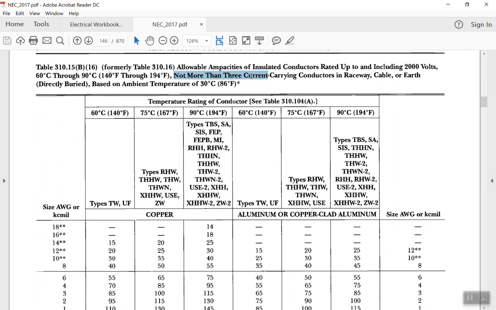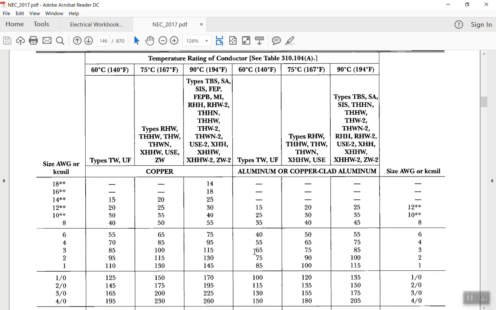And it's used for not more than 3 current carrying conductors. So if you have more than 3, you got to use the tables behind it. And if it's a different temperature, you got to use the tables that are behind it as well. There's 2 other smaller tables that we'll be going to shortly that show you how to use this table to derate for number of conductors and a different ambient temperature. But we don't need that for this question. We just need to look up the 400 amps, okay?